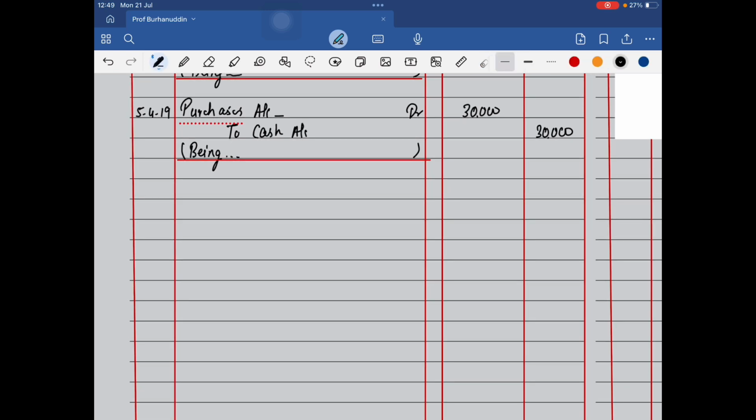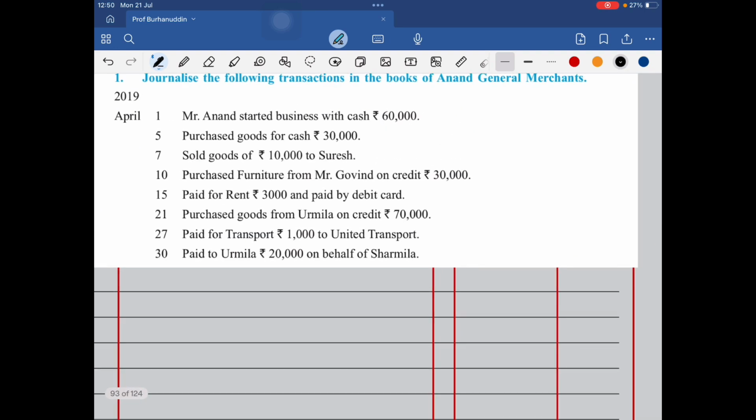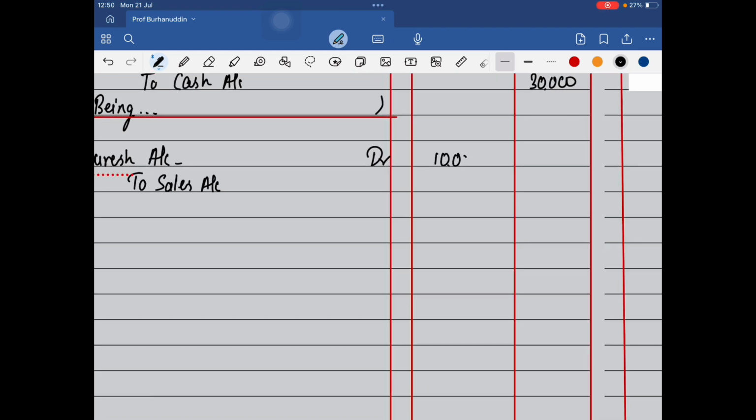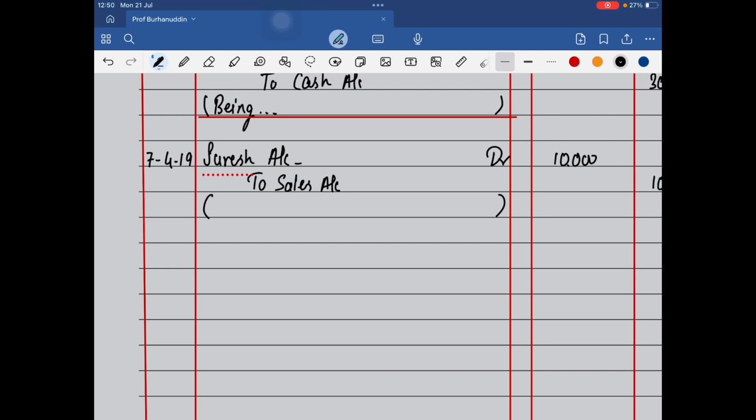The date is 7th of April 2019. Suresh account debit to sales account, and the amount is 10,000 for the sales. So here I'm going to write 10,000 and 10,000. The narration is going to be being goods sold to Suresh on credit, whatever you want. You can write it. But that's the transaction. Do you understand this, Munna?